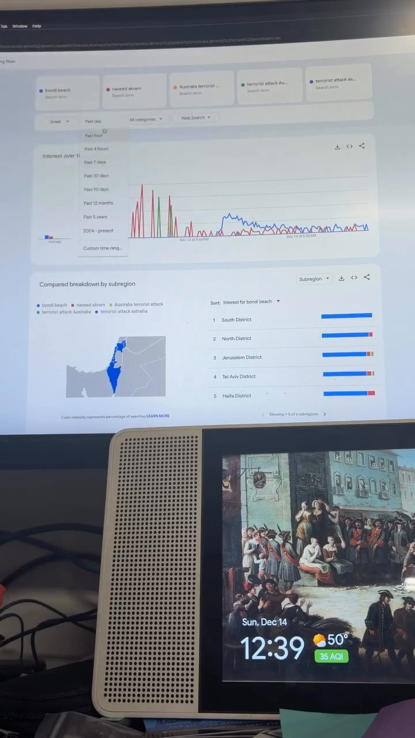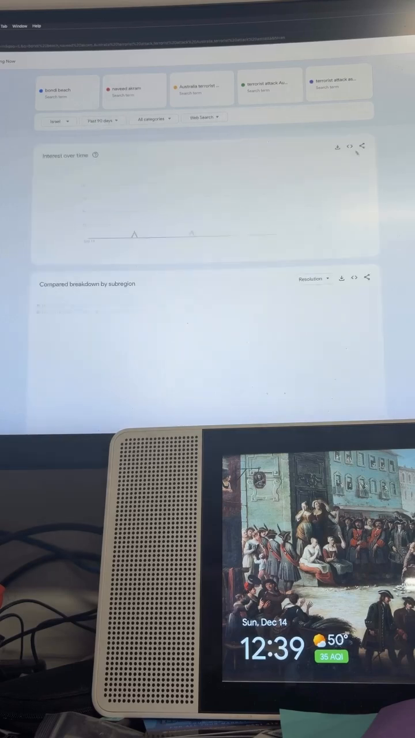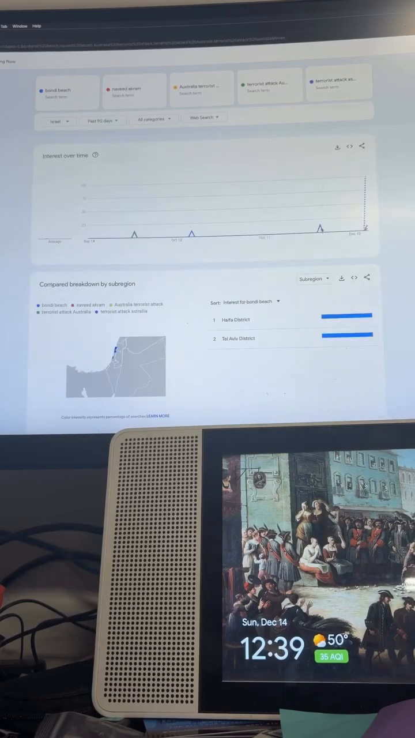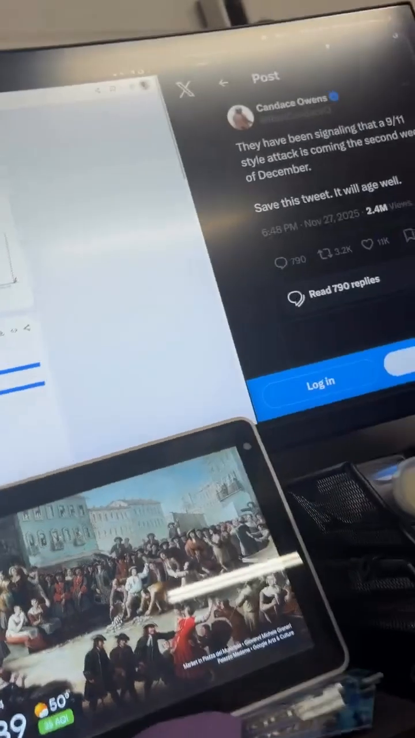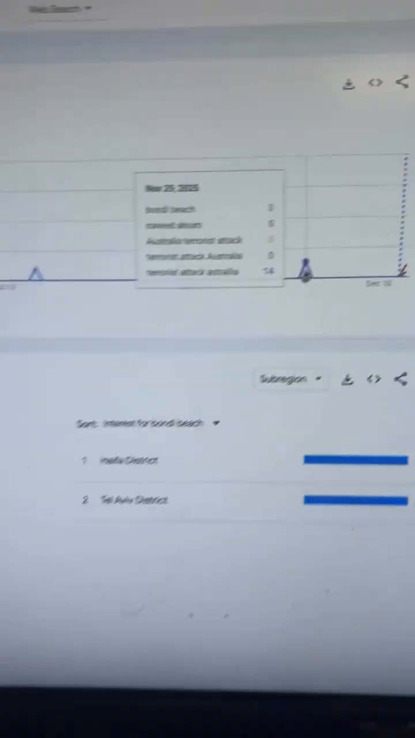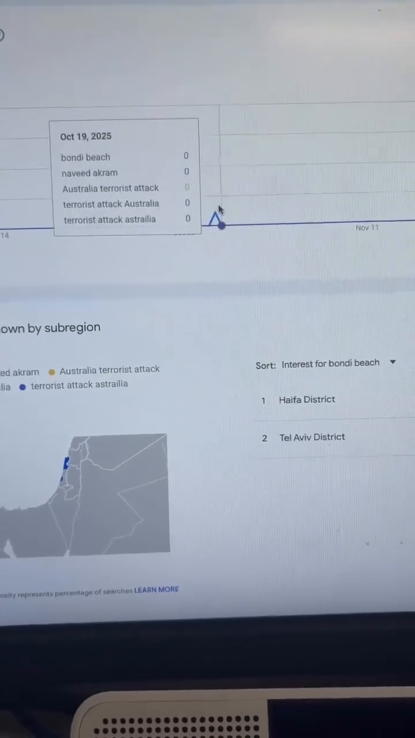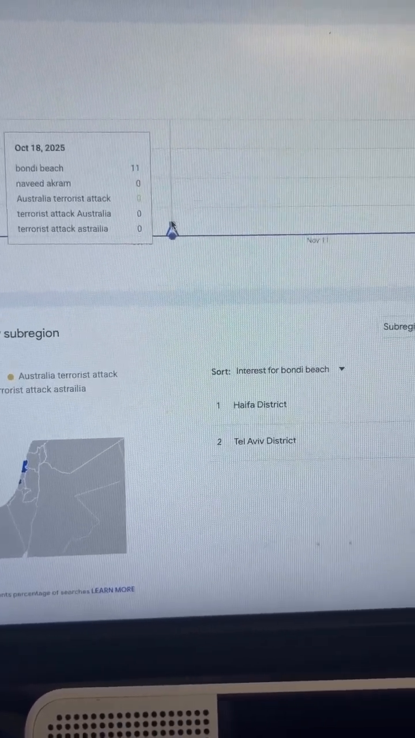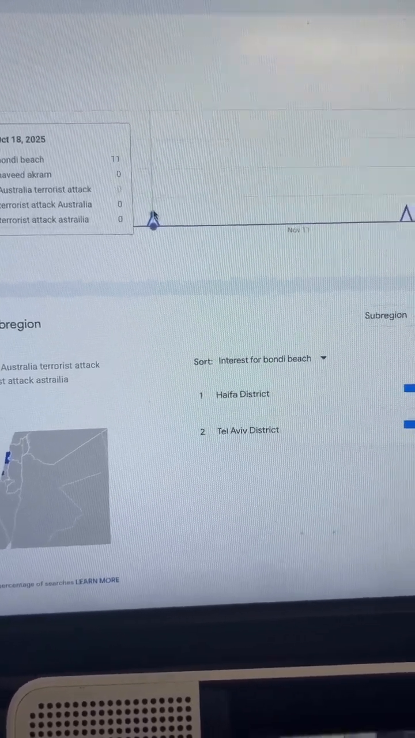We can go to the past 90 days. Let's see these search terms searched. So this is December 14th when the attack occurred, right? And so we can go over here and terrorist attack Australia misspelled was searched 14 times on November 29th. That's pretty weird. We can go to the blue and say Bondi Beach in Israel was searched 11 times.